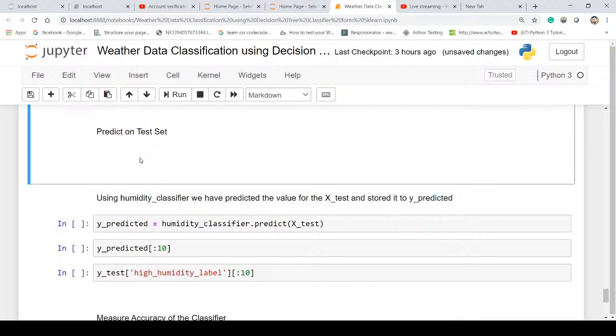So using humidity classifier, this is our target. We predict the value of x test and store it in y predict. Last time someone asked me what you mean by predict and fit. So what we are doing here is y predict equal to humidity underscore classifier dot predict x test. We have predicted the y value for the x test and stored it in y predict. We are passing x underscore test to the prediction on the classifier, and storing the result in y predict. This is just a generic one-liner code which you always use whenever you are predicting your data.